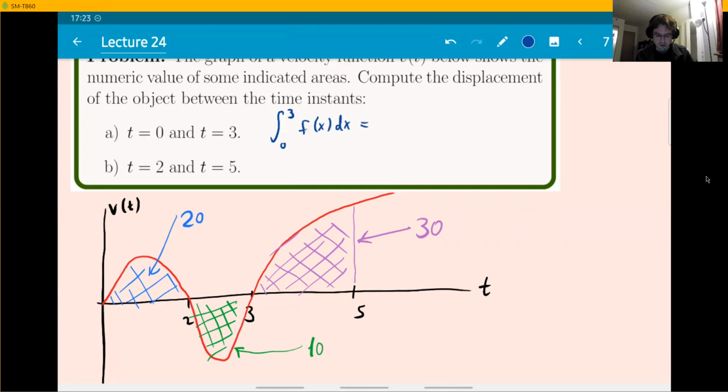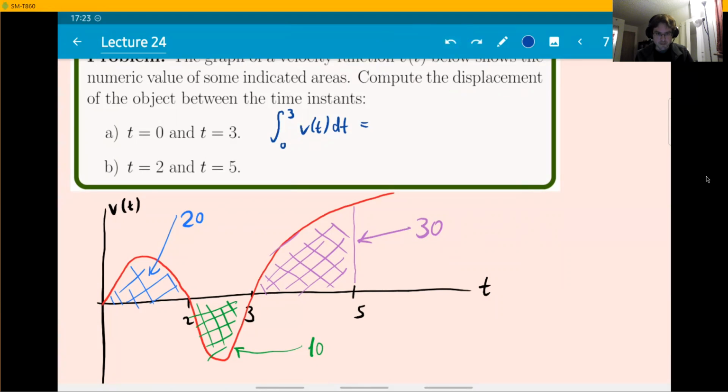Remember, well, this is technically v. The function being integrated is v, and the variable is called time, t. But this is what they're asking for when they say displacement. Displacement is the area under the velocity curve.